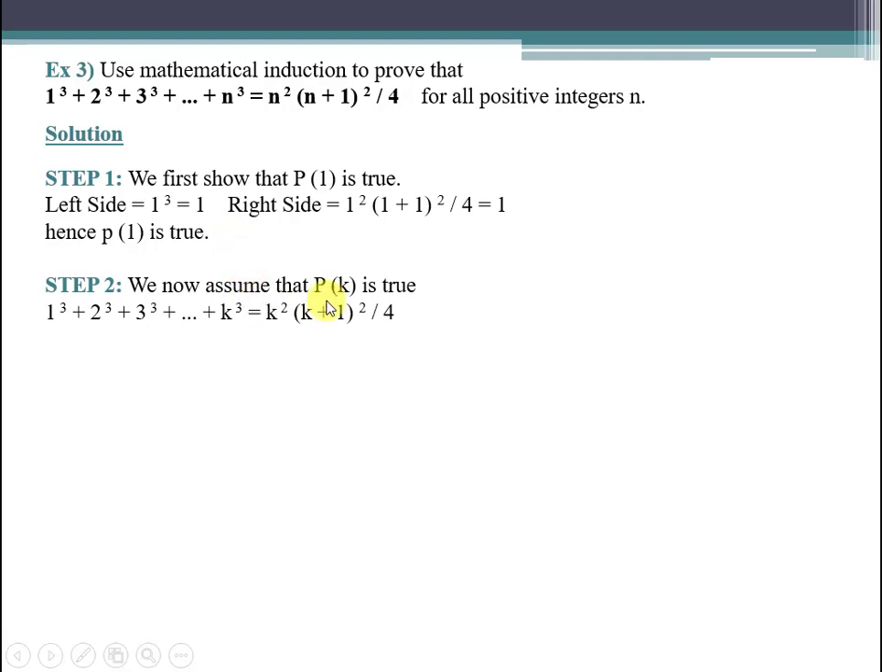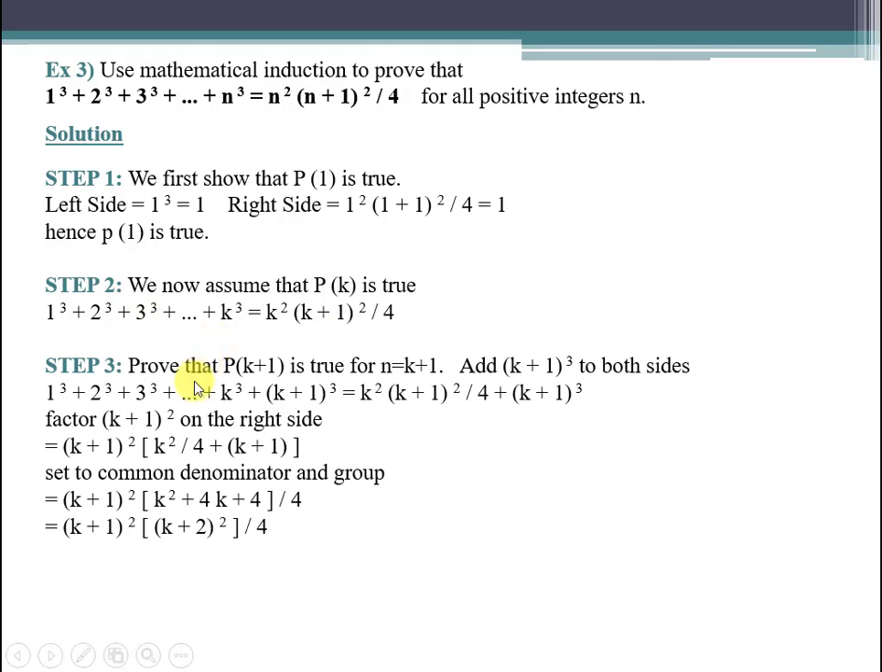Next step, we now assume that pk is true. So we should just write our statement by k. And the last step 3, prove that pk plus 1 is true, for n is k plus 1, for the next n. So what we should do, again, we should add what? k plus 1 cubed to both sides, because we have 1 cubed, 2 cubed, 3 cubed, and n cubed. So we should add the next one. So it will be k plus 1 cubed.